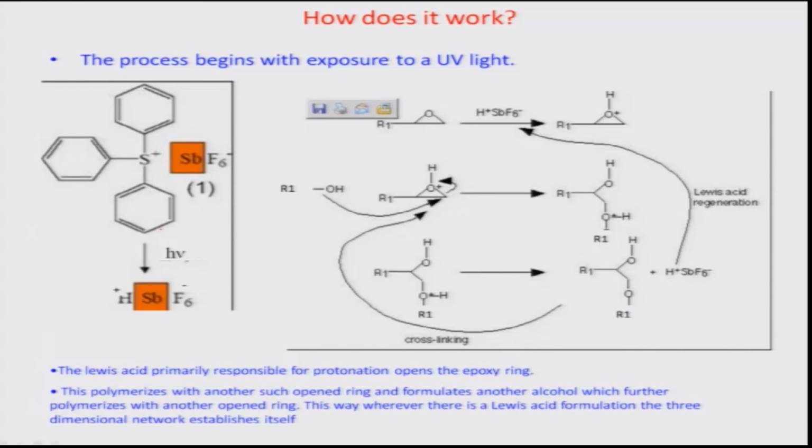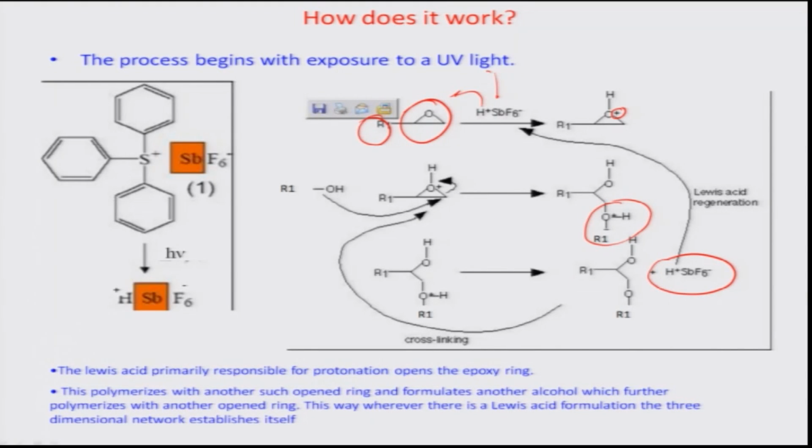For example, this is an epoxy ring with an R group. There is a protonation which is happening because of exposure to the UV light of this photoacid generator. It is a weak acid, it is a Lewis acid, and so this proton is responsible now for opening this epoxy ring, so that it cross bonds with another such opened ring together, okay, and the proton comes off at the end of the day.